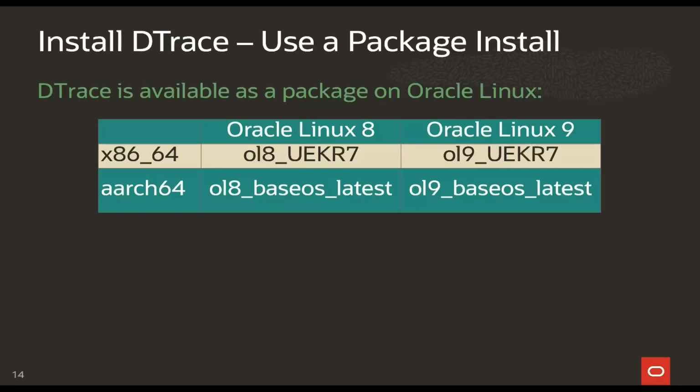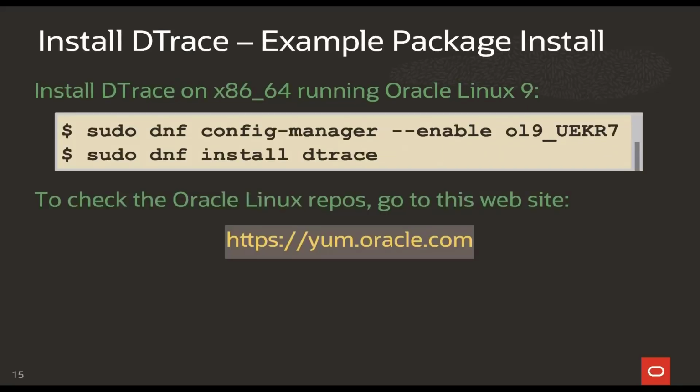Installation of DTrace is as simple as the following. You tell the config manager which repo you want to enable and you do an install of DTrace. In this example, I want to install DTrace on an x86-64 system running Oracle Linux 9. sudo dnf config-manager with the enable command will enable the correct repo. I do a sudo dnf install dtrace and voila, I have DTrace on my system. As a side comment, if you want to know which Oracle Linux repos are available, you can always go to yum.oracle.com to check it out.